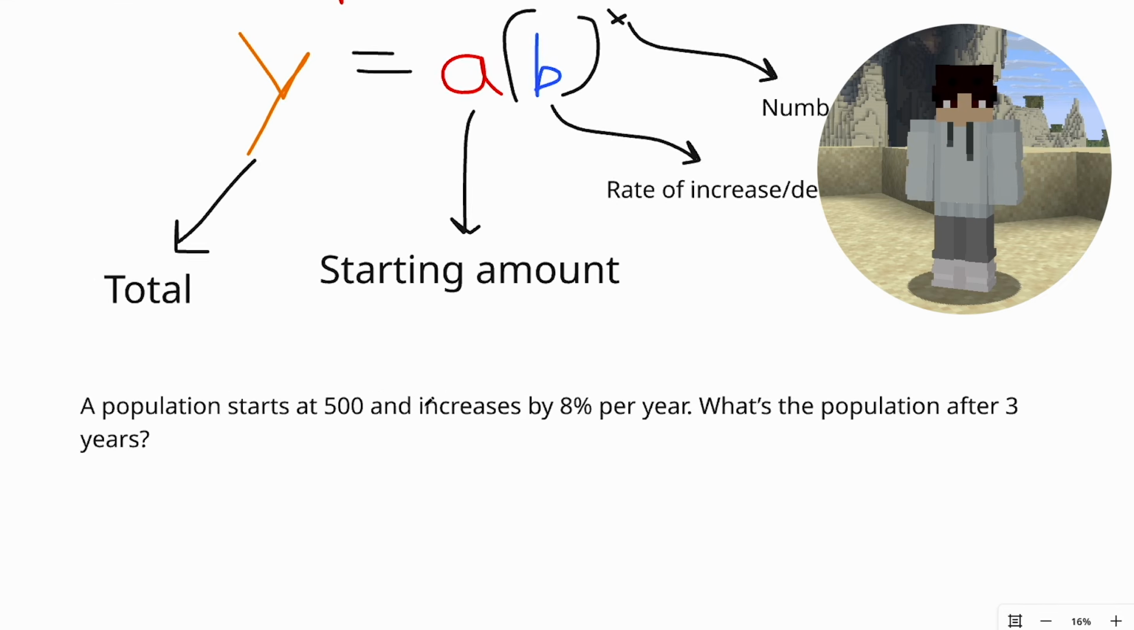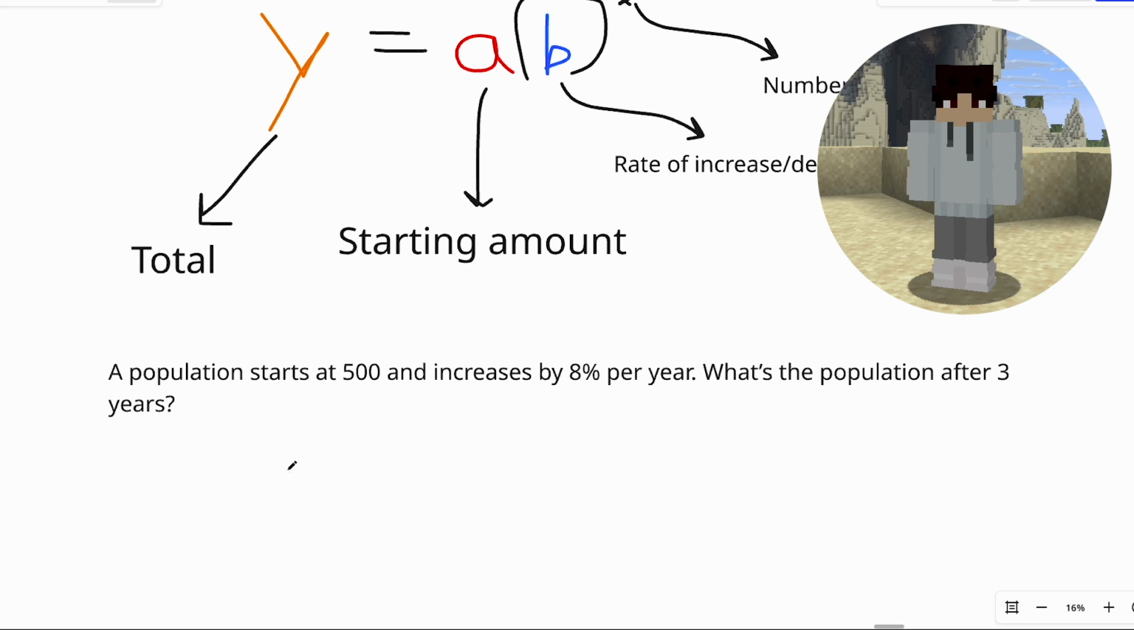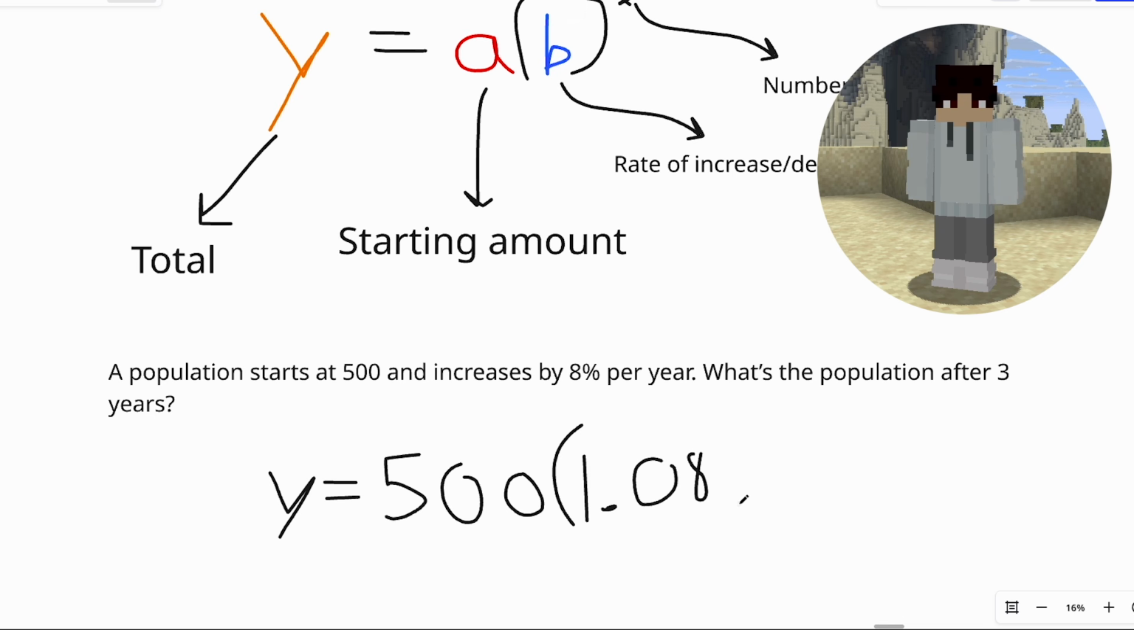So a population starts at 500, increases by 8% per year. What's the population after 3 years? So Y would be the total population. And then it starts at 500, so the starting amount would be 500 here. And then it increases by 8% per year. So in order to show that, we have to have the growth factor as 1.08. It has to be 1 because it's saying it increases by that amount. If it was just saying decreases by 8%, then we won't have to have the 1. And then finally, we just have X over here.